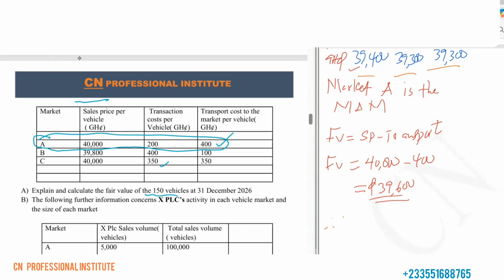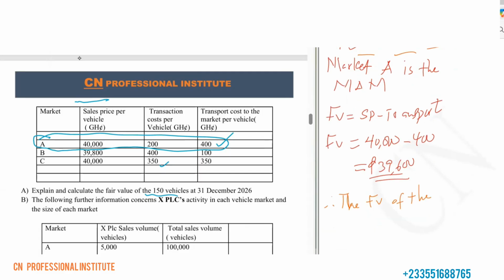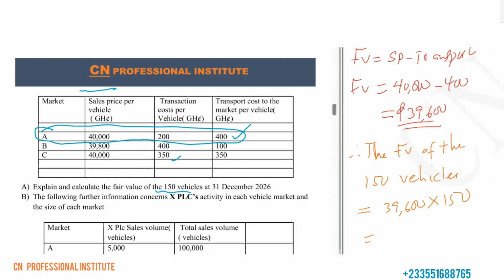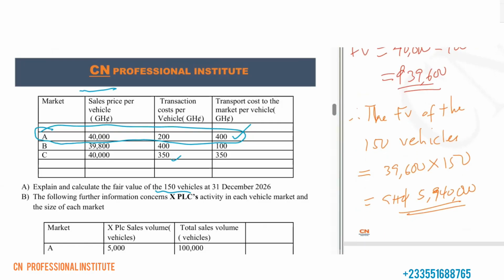The question says we should calculate the fair value of the 150 vehicles. So the fair value of the 150 vehicles will be equal to 39,600 times 150. And I'm getting Ghana cedis 5,940,000. So this is the total fair value.